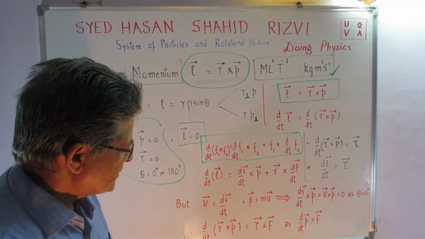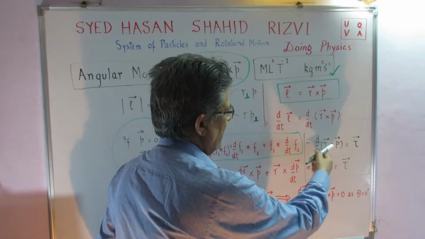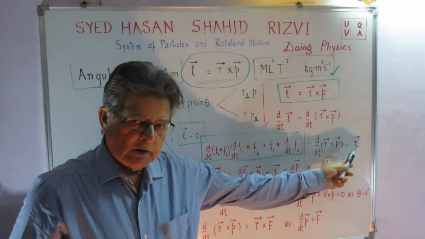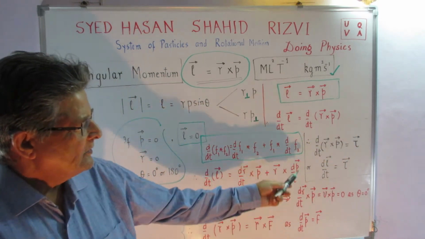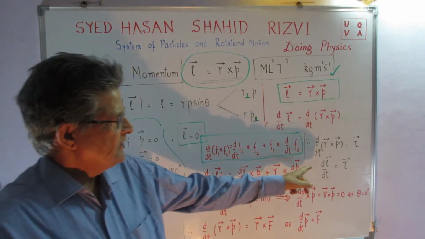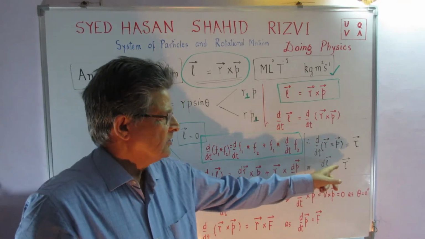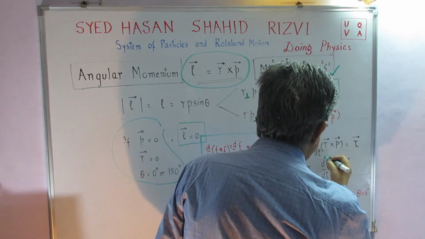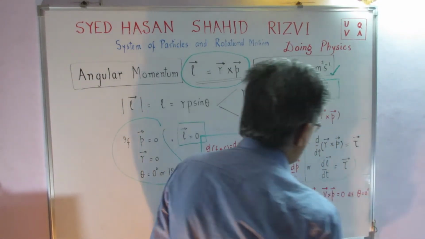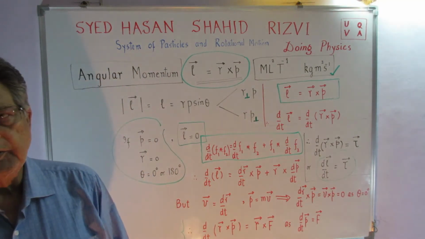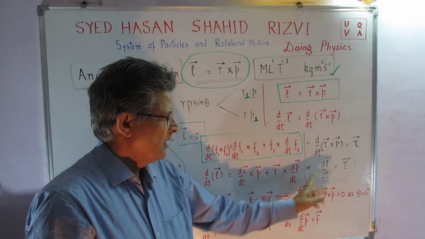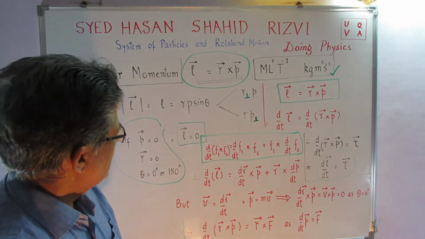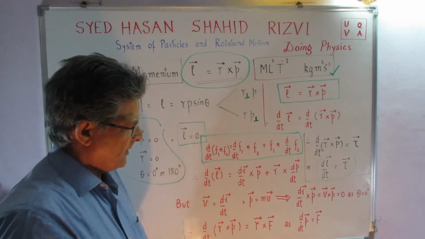So if I just substitute here, then I get d/dt of r cross p, or the angular momentum, equal to torque tau, and we can therefore write that dL/dt is equal to torque. So this relation that we obtain over here establishes that torque is nothing but the time rate of change of angular momentum.